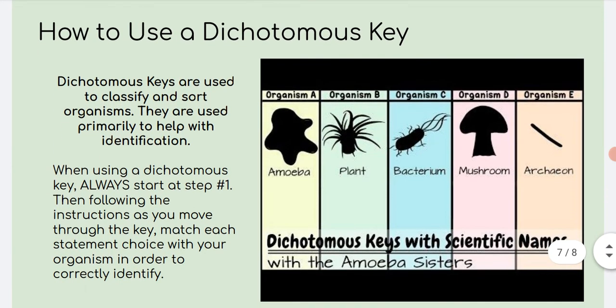So now, how to use a dichotomous key. Dichotomous keys are used to classify and sort organisms. They're used primarily to help with identification. When using a dichotomous key, always start at step number 1. Then, following the instructions as you move through the key, match each segment choice with your organism in order to correctly identify it.